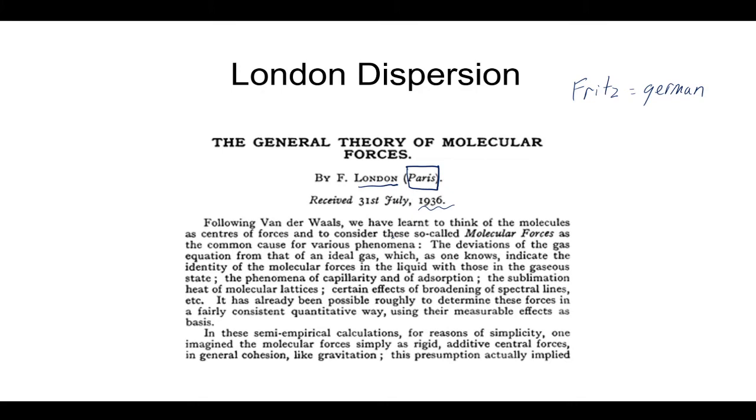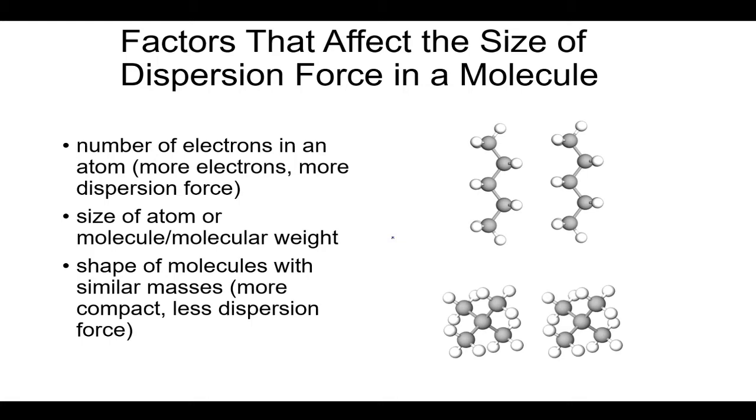So that's London dispersion forces, one of the intermolecular forces we're concerned about. Now, you can have dispersion forces in helium. You can have dispersion forces in propane. You can have dispersion forces in octane. You can have dispersion forces in every molecule. So every molecule will have a dispersion force. And the size of that dispersion force depends on a few factors: the size of that atom or molecule, the number of electrons in that atom or molecule, and the shape of that molecule.